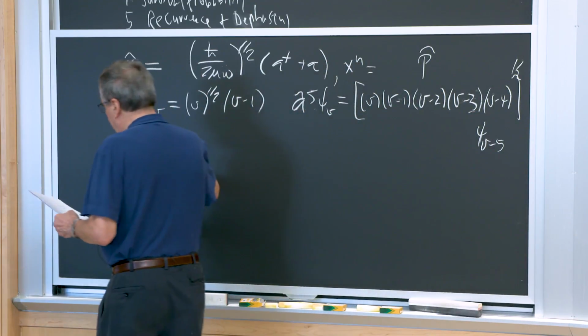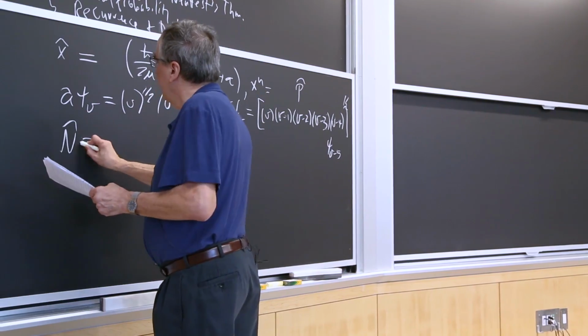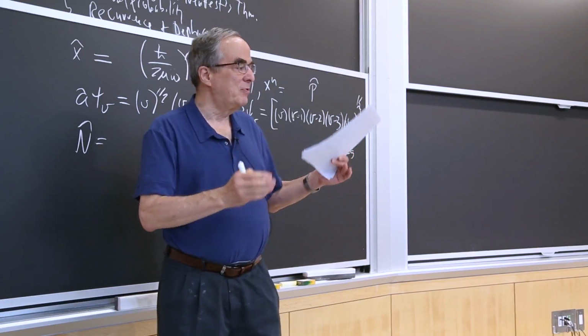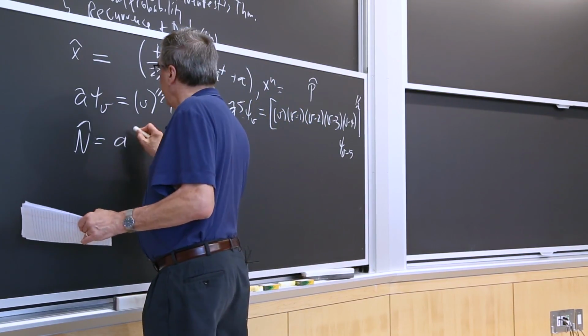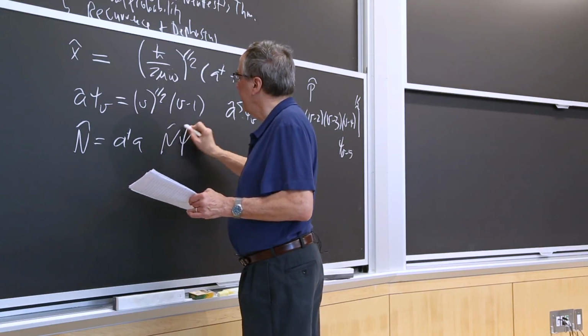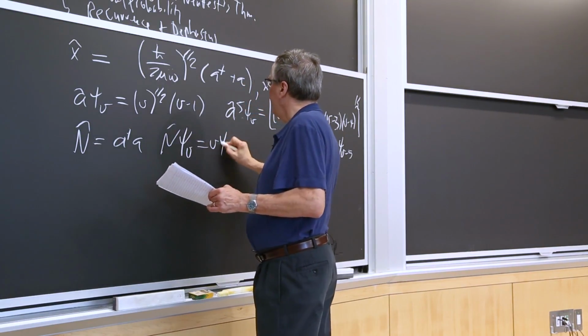We have this number operator, which is a friend because it enables you to just get rid of a bunch of terms. The number operator is A dagger A, and the number operator operating on psi v gives v psi v.